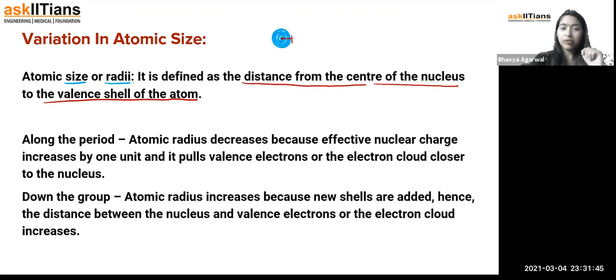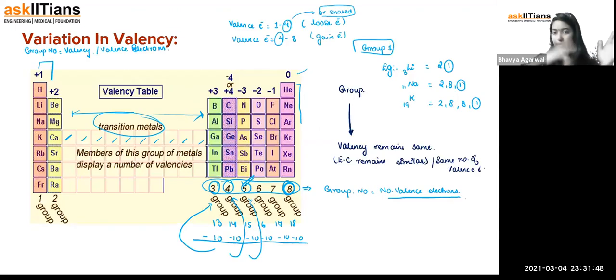One more thing from here. We discussed how the valency varies in a group. What about a period? So in a period, it first increases, as you can see here, +1, then +2, then +3, then +4. It first increases and then it keeps on decreasing along the period. Whereas along a group, it remains constant.